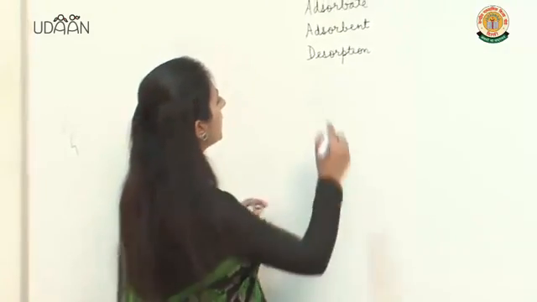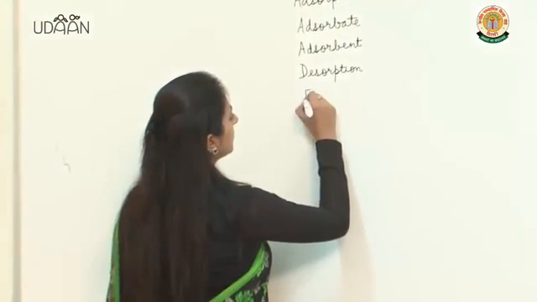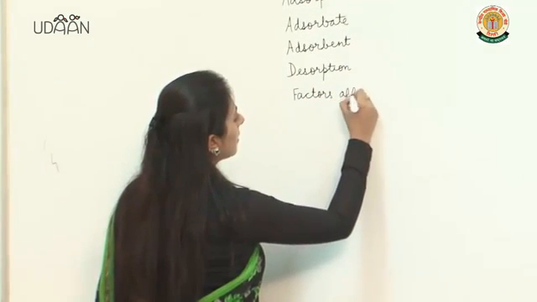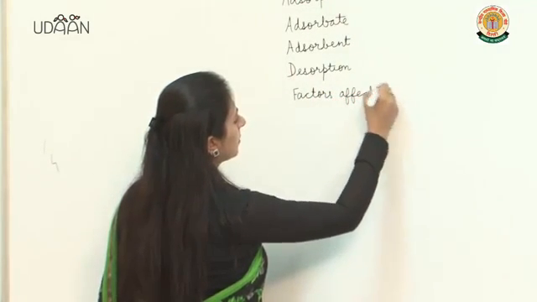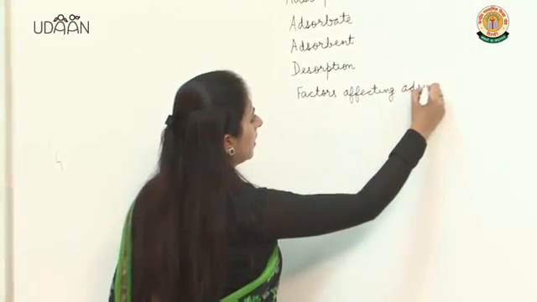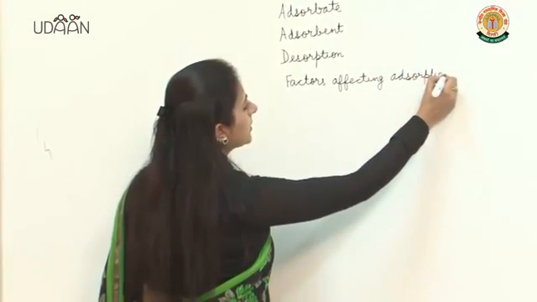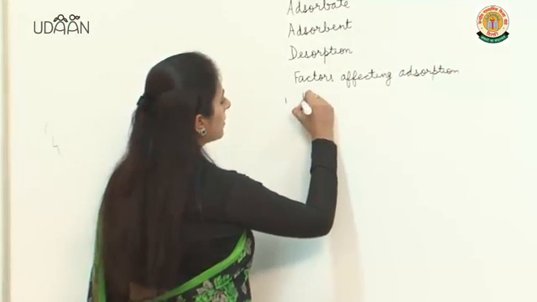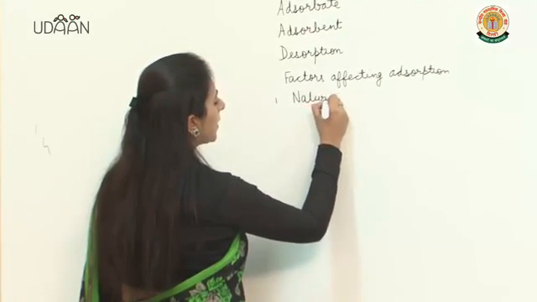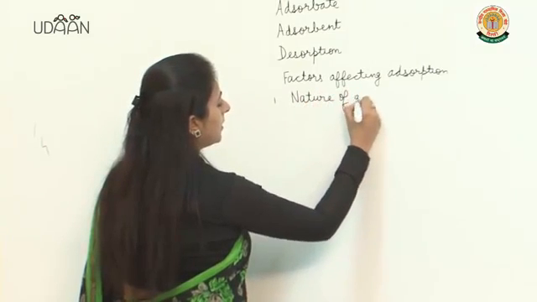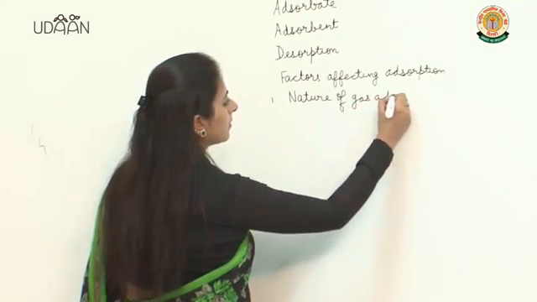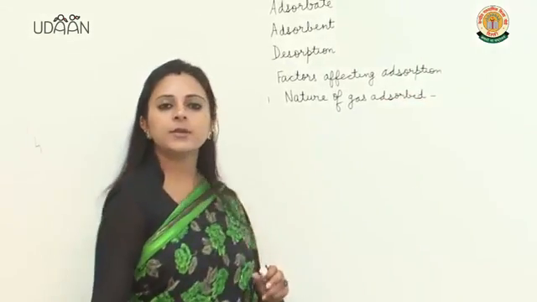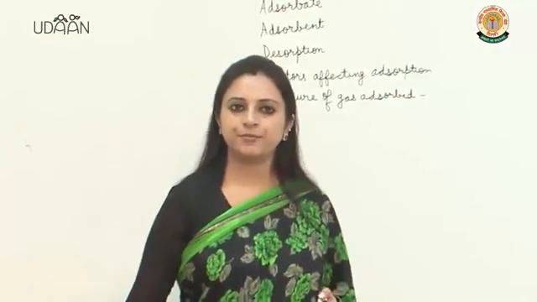Now what are the factors affecting adsorption? Now let us understand the first factor, that is the nature of gas adsorbed. इसका मतलब कि different gases will adsorb on a surface to different extent.